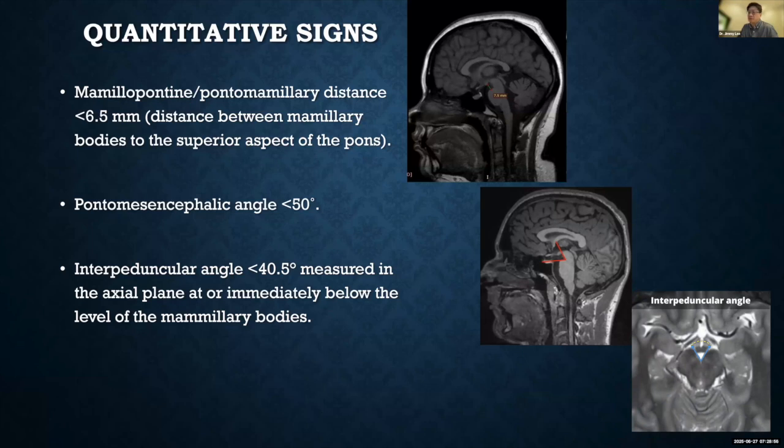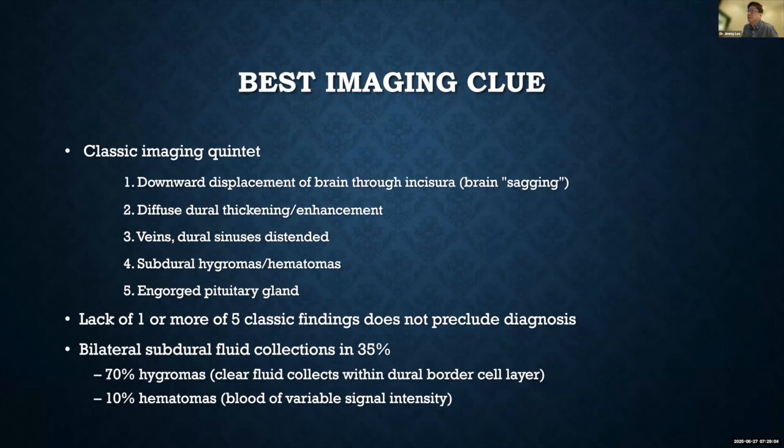And so why are we doing this? Essentially, when you're looking for clues to it, what are the best clues? They have called this the classic imaging quintet, the top five, I guess. Downward displacement of the brainstem, so brain sagging; diffuse dural thickening or enhancement, pachymeningeal enhancement; distended dural venous sinuses or veins; subdural hygroma or hematoma; and an engorged or enlarged pituitary. Now, having said that, you can have only two or three and it's still okay. You don't have to have all five. It's actually rare to have everything though.